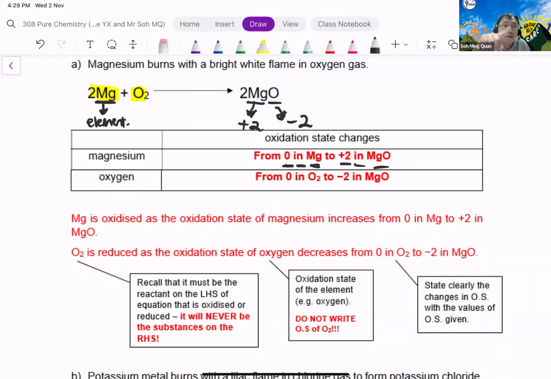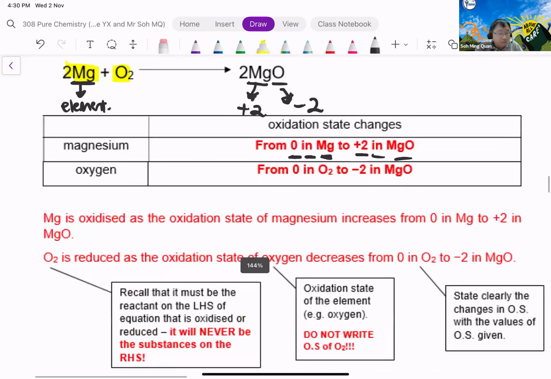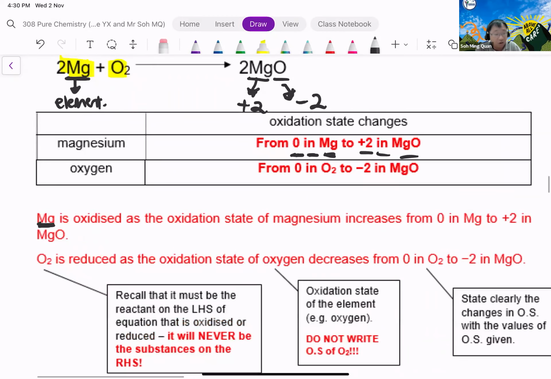So what can you say? 0 to +2, did the oxidation state increase or decrease? It's quite obvious, 0 to +2 is an increase. So how do you write? Look at the answer. Mg is oxidized. Take note, this one is the formula of the reactant. Last lesson we already said this, the reactant is on the left-hand side of the equation. You must be on the left-hand side of the equation, then you're the reactant.